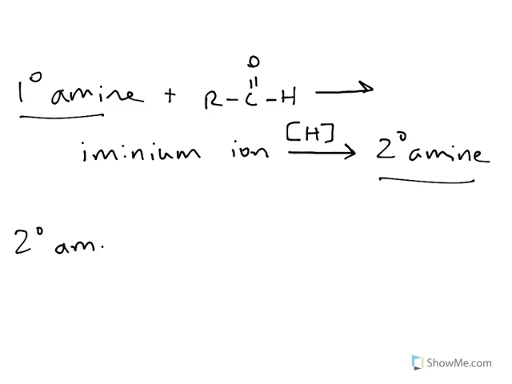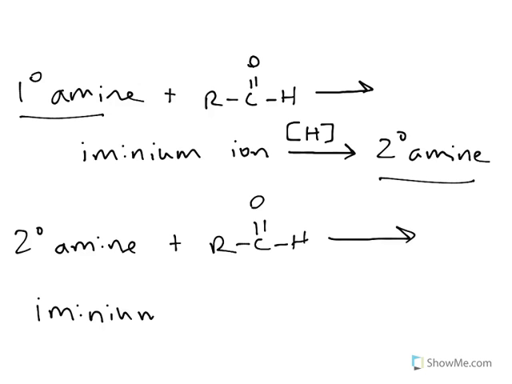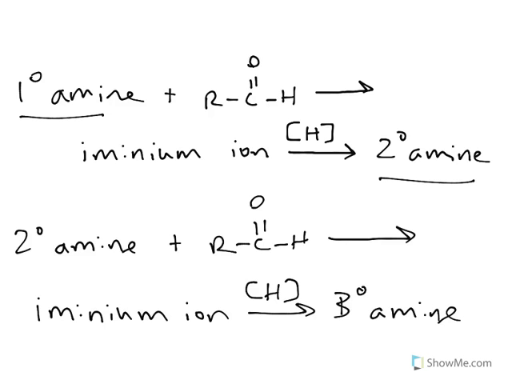Likewise, if we take a secondary amine and react it with an aldehyde or a ketone, now most times this is done with aldehydes. They're much more reactive in these reactions, although it will work with ketones. So if we take a secondary amine and react it with an aldehyde, we're going to get an aminium ion as well. If we reduce it, we'll get a tertiary amine. Okay, so secondary going to tertiary.